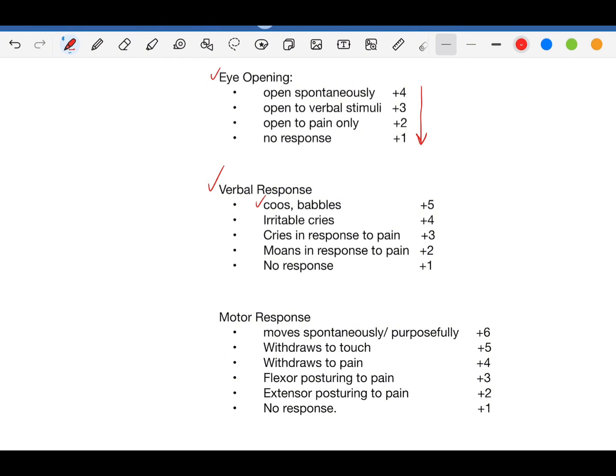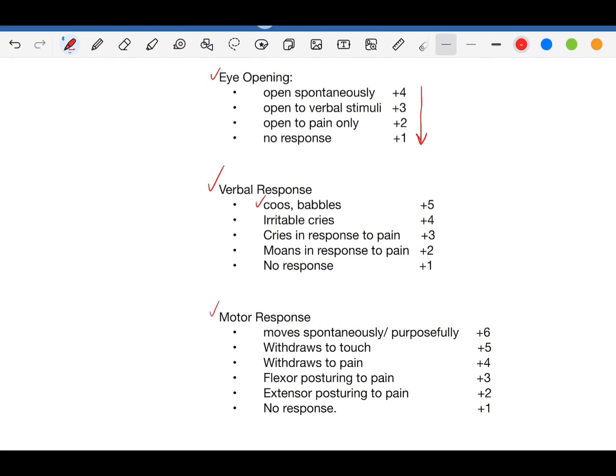and then moans in response to pain will give you a 2. Now, I think this could be a little challenging, like, okay, how do I differentiate between a cry, a moan, or a coo? And I think that's something that you may just have to develop as a provider as you're seeing more pediatric trauma patients.